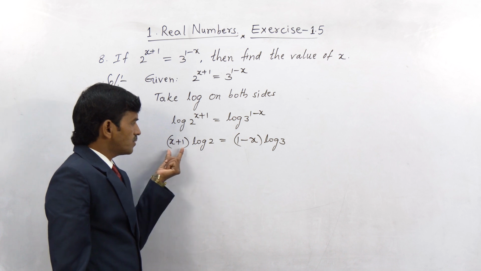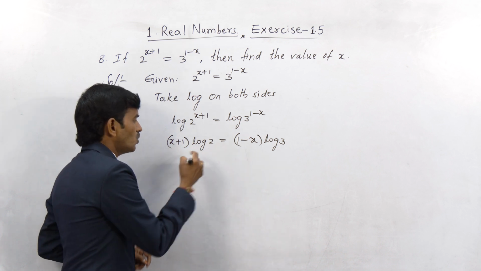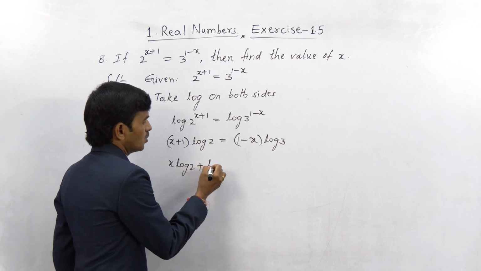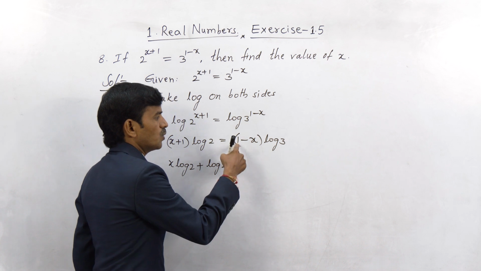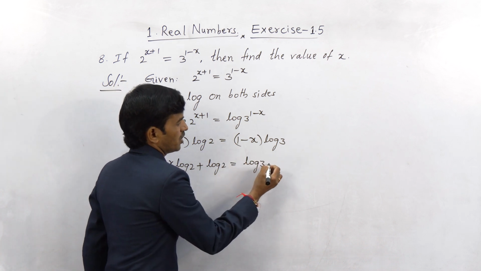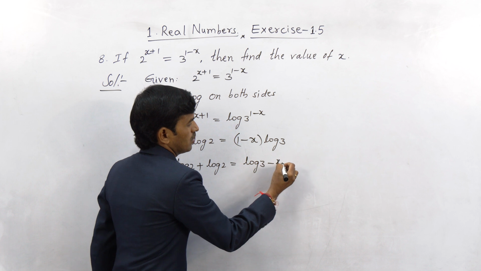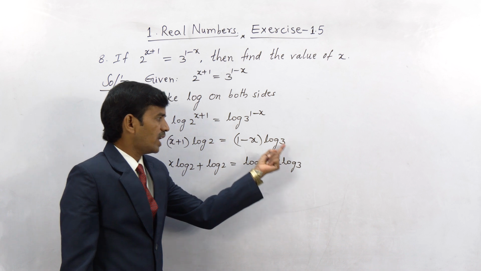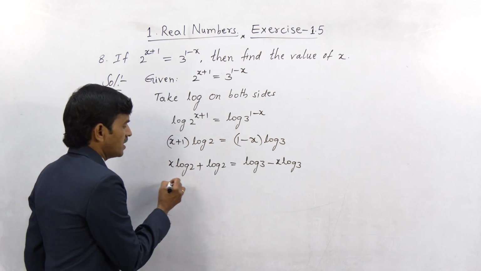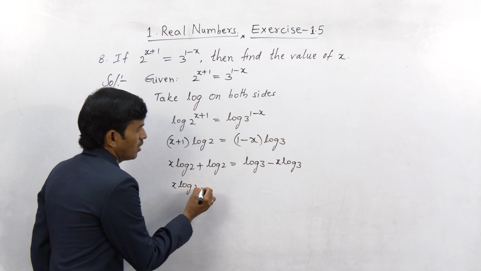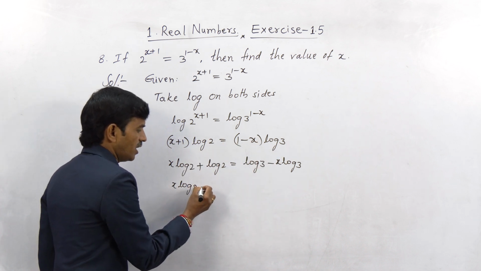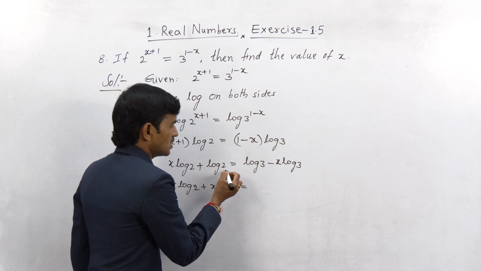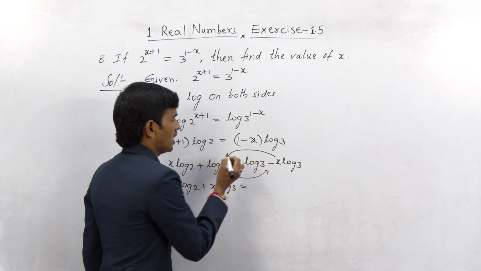So now you can split this. Multiply this, x into log 2, that is x log 2, plus 1 into log 2, that is log 2, which is equal to 1 into log 3, that is log 3, minus x into log 3, that is x log 3. Here we need to determine the value of x, so the x terms are to be written on the left hand side as subject. So x log 2, minus value, when you transfer towards right side, it becomes plus, therefore it becomes x log 3, which is equal to this one you can shift this side and this one you have to transfer this side.